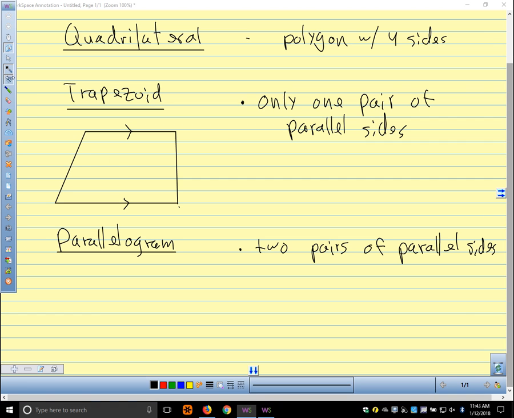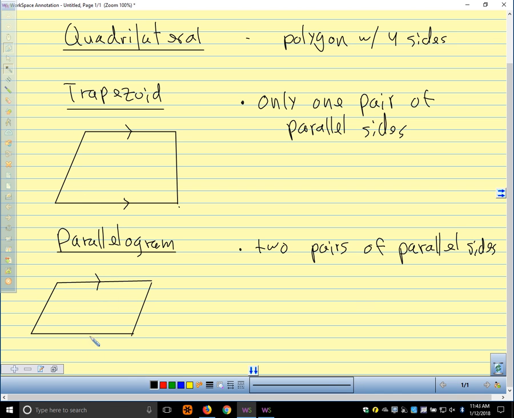So on your picture, this is kind of the generic picture of a parallelogram. You might want to mark the opposite sides parallel. So those sides are parallel, and those two are parallel.